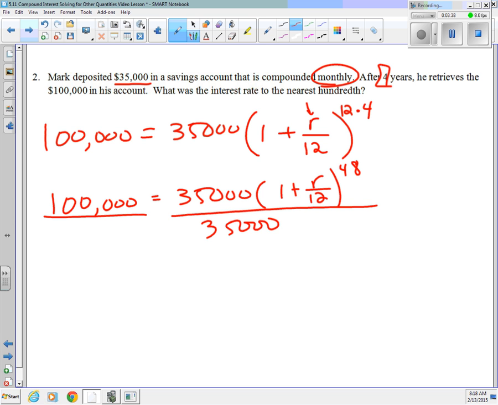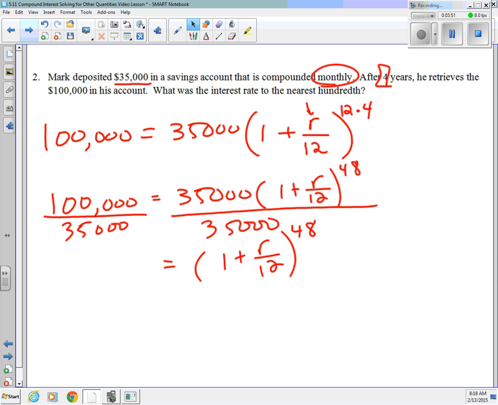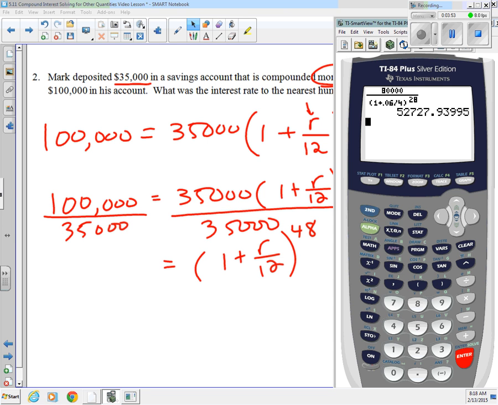Because ultimately I want to get to this R, I've got to unravel everything that's bothering the parentheses first. So now, on this side, I get 1 plus R over 12, to the 48 equals 100,000 divided by 35,000. So I can type that in, divided by 35,000.